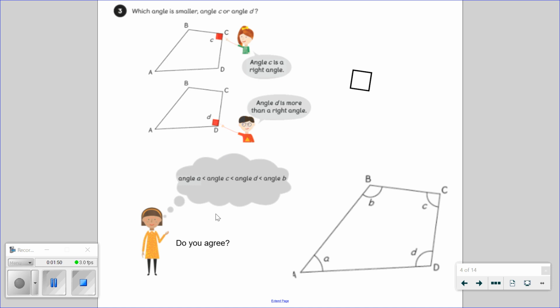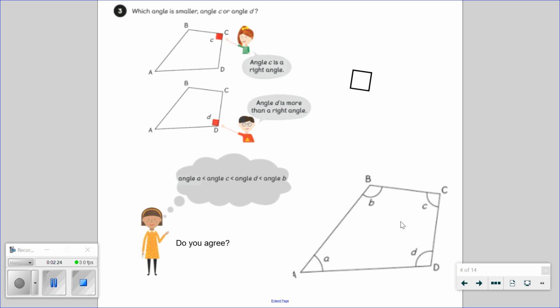Amira has put the angles in order from smallest to largest. She says angle A is less than angle C, is less than angle D, and is less than angle B. Do you agree? We know that angle A is acute, which is less than a right angle, and all the others are a right angle or bigger, so it is the smallest. Next has to be angle C. It's a right angle, and we know that B and D are obtuse or bigger than a right angle.